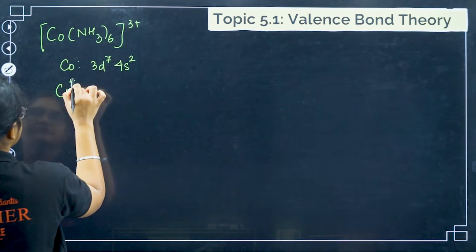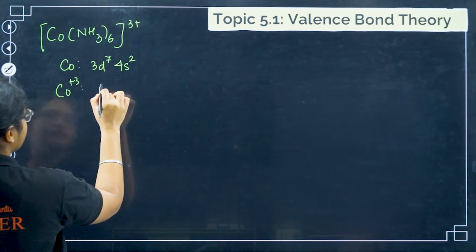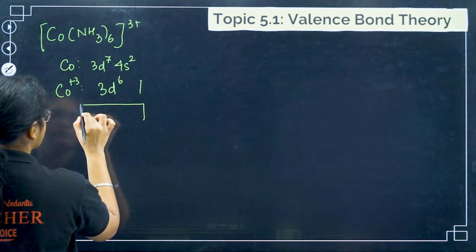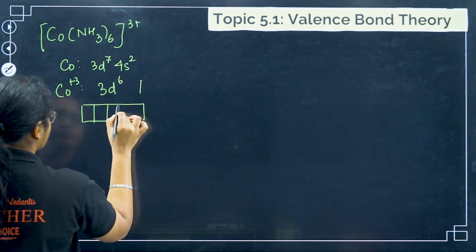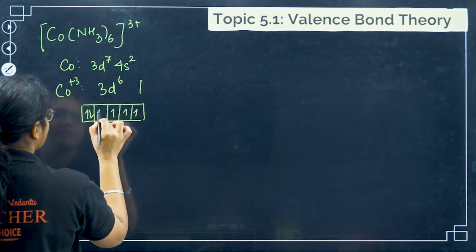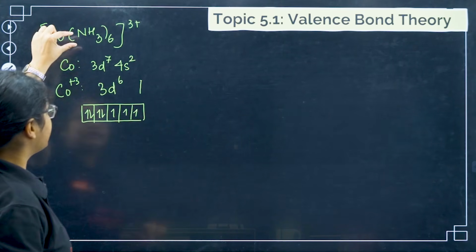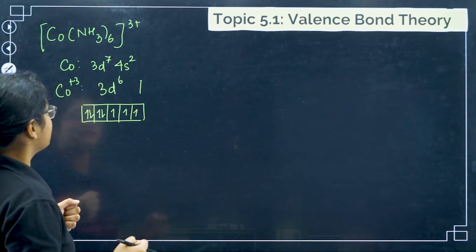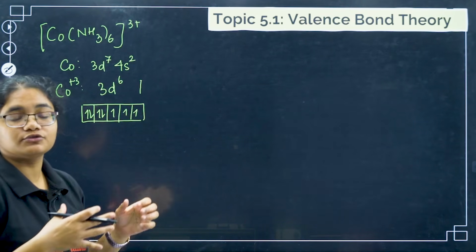Cobalt in the +3 state will have 3 electrons removed, so it is 3d6. Now if I draw this 3d6, it looks like this: 1, 2, 3, 4, 5 and 6. Now see, 6 ligands are there, right? So what will happen? 6 ligands will donate electrons to the metal.